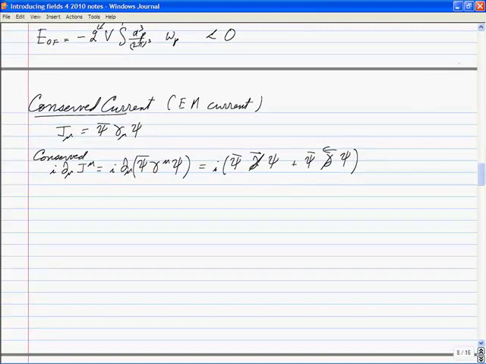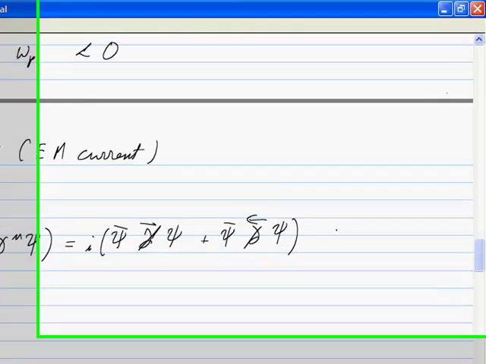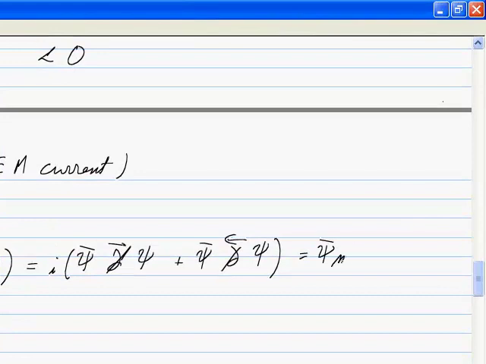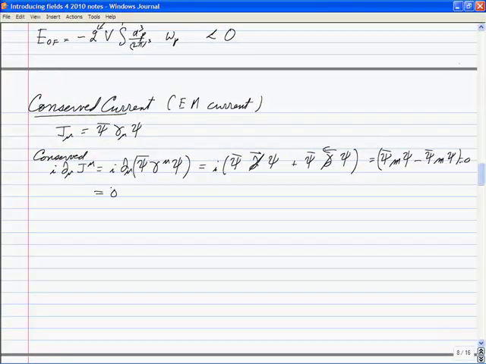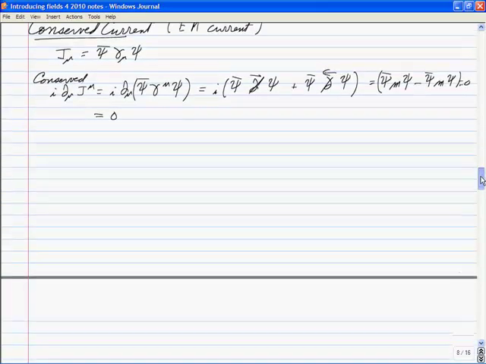Okay, and the derivative with respect to psi bar is equal to m, so this is equal to psi bar m psi, the first term. And the second one, if you look up what the formula was, it's minus m. So those cancel. So this is conserved. So there's then a conserved charge.